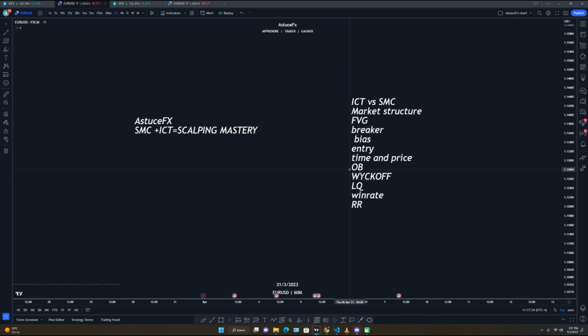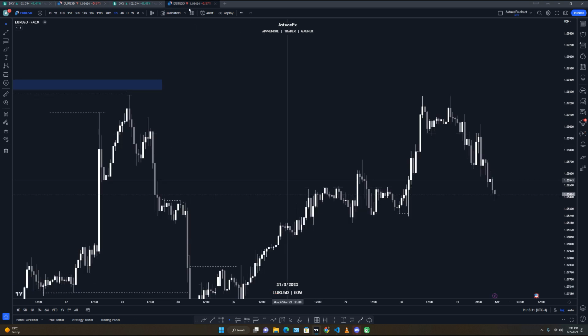Actually, for me, I trade both SMC and ICT. I put both of them together to bring out the scalping mastery. But actually I don't use typical SMC and typical ICT. I just took some of the things from ICT combined with some of the things from SMC, the way I scalp. So first thing, I'll go through the market structure. Here are the topics and I'm going to break it down on this chart here.